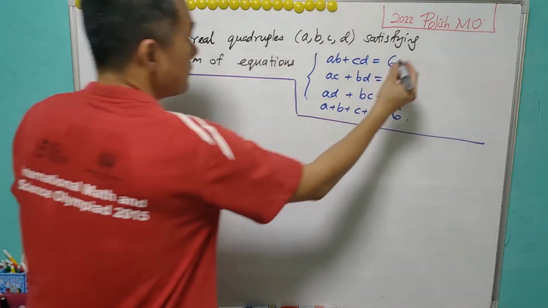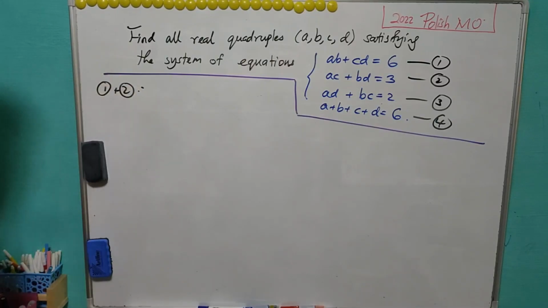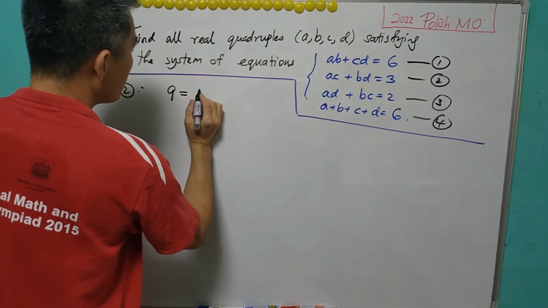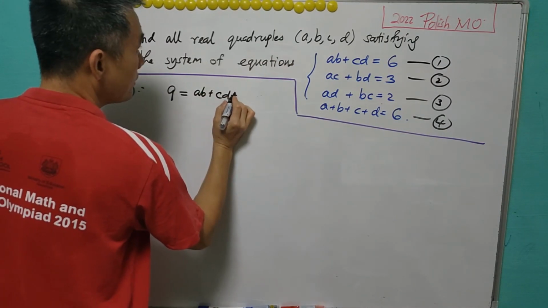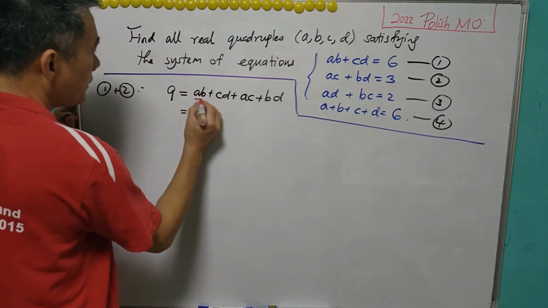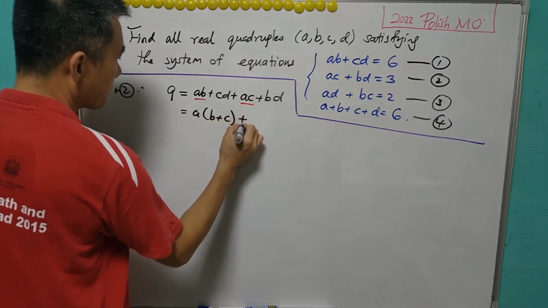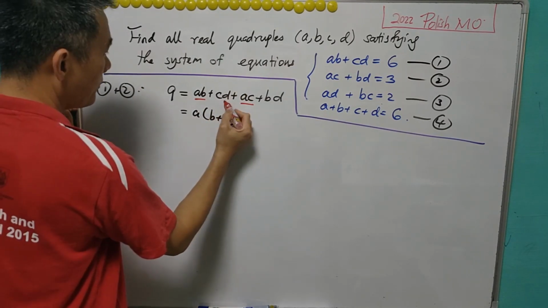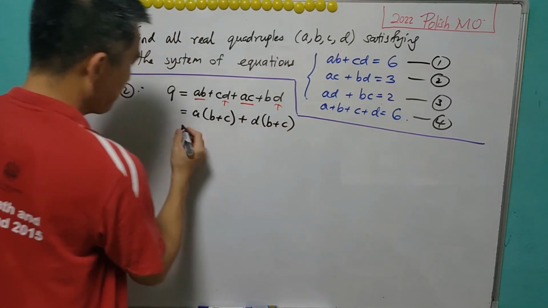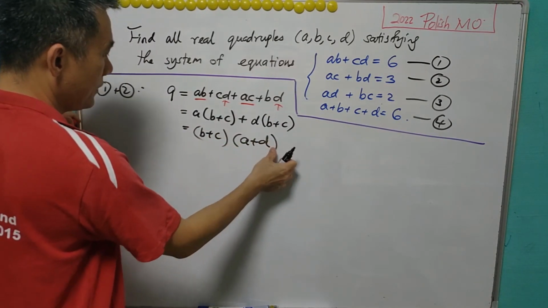First of all, let me label these as 1, 2, 3, and 4. When you add up 1 and 2, we have 6 plus 3, that is 9, which equals AB + CD + AC + BD. Now there is a common A, so it can be written as A(B + C). Likewise, there's a common D, so it can be written as D(B + C). So this means that (B + C)(A + D) = 9.